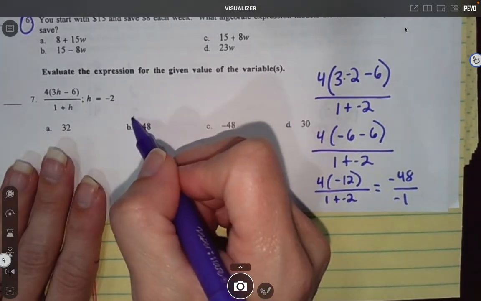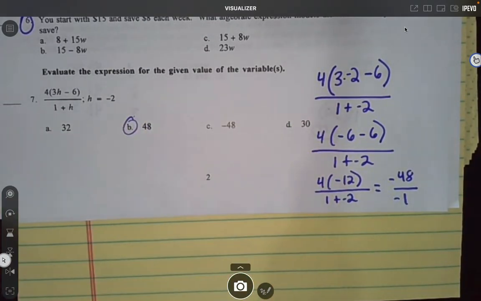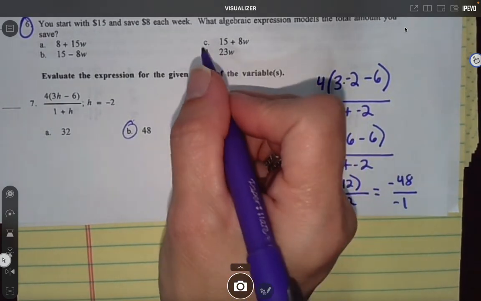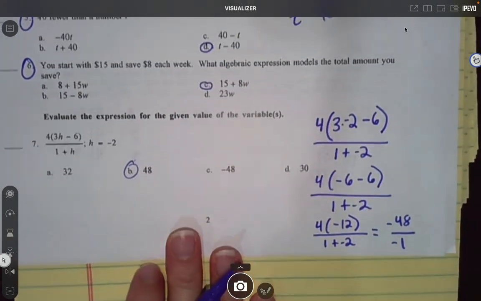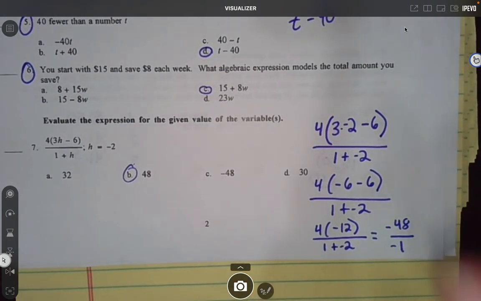Oh, yeah. Sorry, I didn't circle it. It is B. And number 6, I didn't circle that one. It was C. And that one was D. Okay, are we good on those? Yeah? Okay, let's keep going.